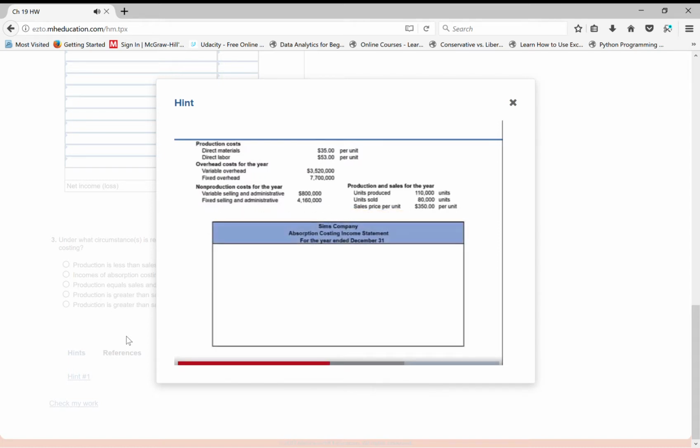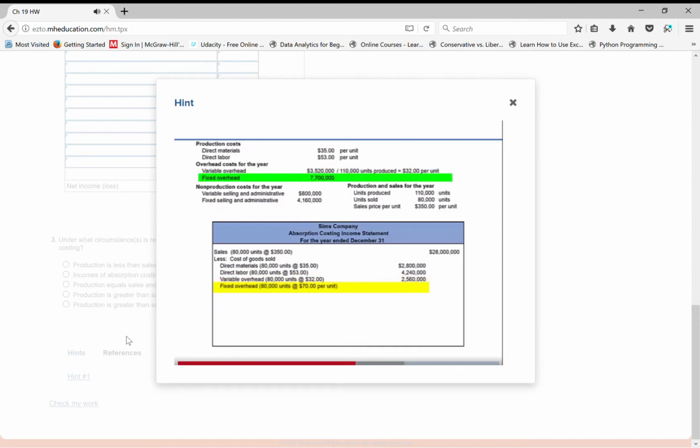Prepare an income statement for the company using absorption costing. Absorption costing is traditional costing. We begin with sales, $28 million, less cost of goods sold, direct materials, $2,800,000, direct labor, $4,240,000, variable overhead, $2,560,000, and fixed overhead, 80,000 units at $70 per unit, calculated by taking the fixed overhead, $7,700,000, dividing by the 110,000 units produced. Fixed overhead expensed as cost of goods sold is $5,600,000. Total cost of goods sold is $15,200,000.